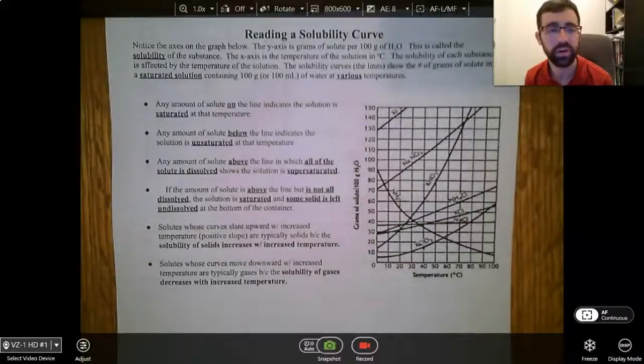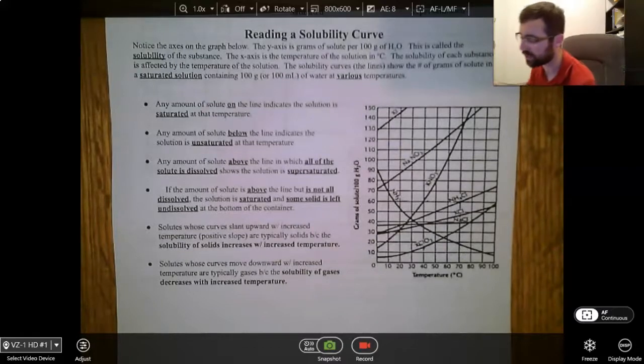Hi class, Mr. Morris, continuing this crash course in solutions from pre-AP chemistry. I want to talk to you about reading a solubility curve, and I have switched to the document camera because I think that it's going to be easier for you to follow along if I do it this way for this section of the notes.